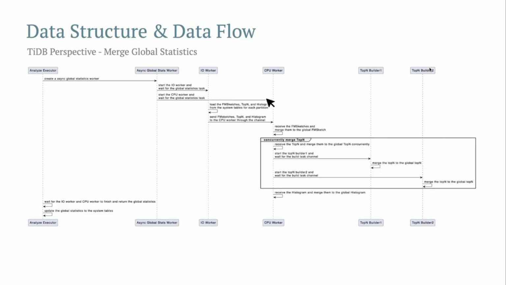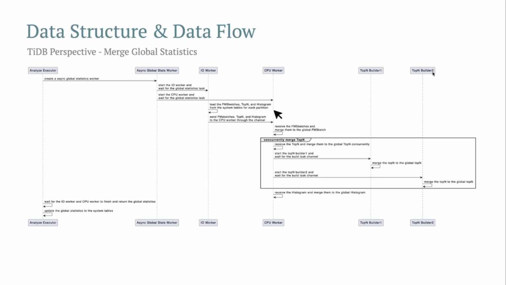The name is quite confusing because for the I/O worker, we will load the FM sketch and TopN and the histogram from the system table. We already flushed them into the system table before, when we analyzed each partition. So this time we load them back to the memory in a better way, because we can't maintain them in the memory for a long time. So we just load them one by one and in an efficient way.